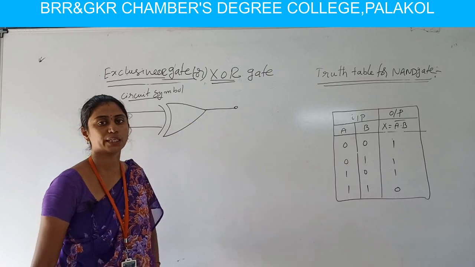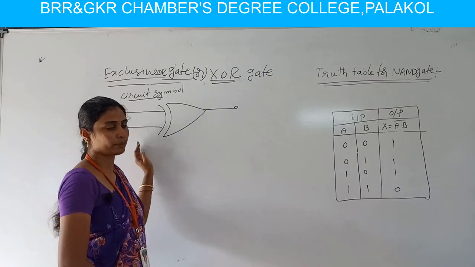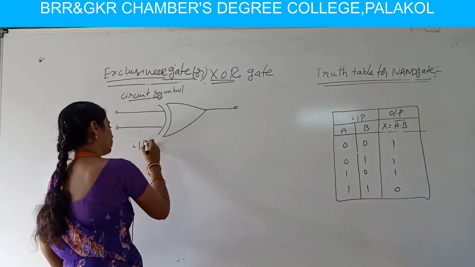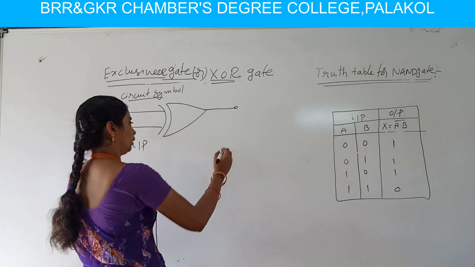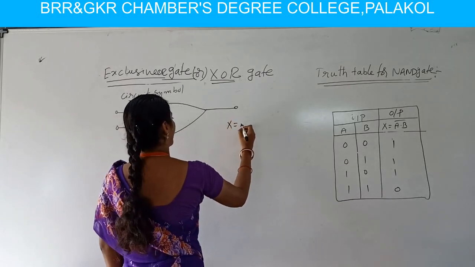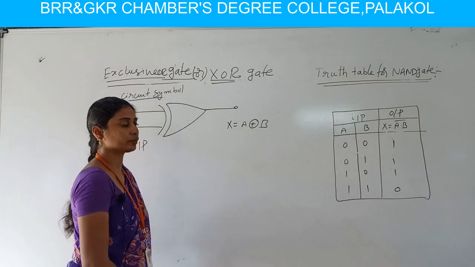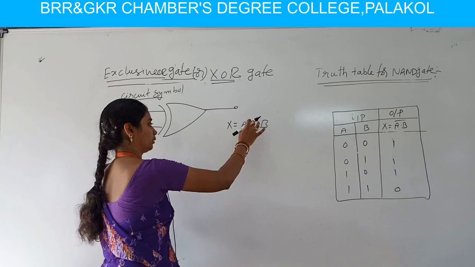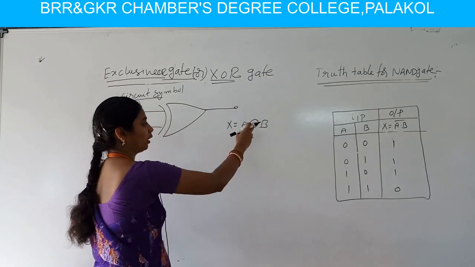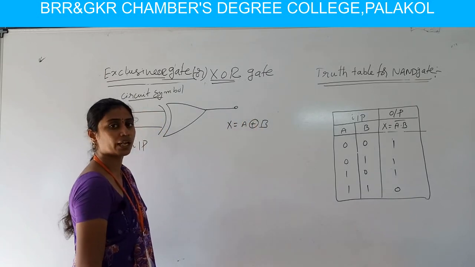Here in exclusive OR gate also we consider two variables. A is one variable and B is another variable. These two are considered as inputs, and we get the output, which is X equals A encircled B. This is nothing but plus circled, an encircled plus. Hence X is equal to A encircled B.